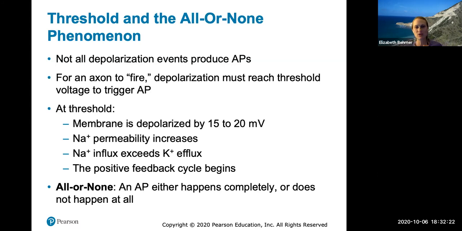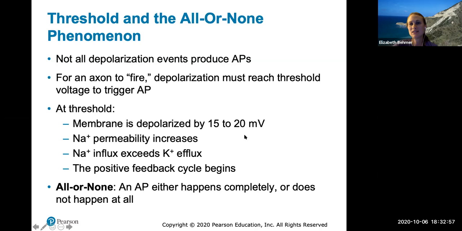What this has to do with is we talked about how the neuron needs to become depolarized to produce an action potential. And that means that the neuron has fired, or a nerve stimulus has gone through it. But not all depolarization events will produce an action potential if the stimulus is not strong enough. For the axon to fire an action potential, depolarization must reach a threshold voltage to trigger that action potential. At threshold, the membrane is depolarized by 15 to 20 millivolts.